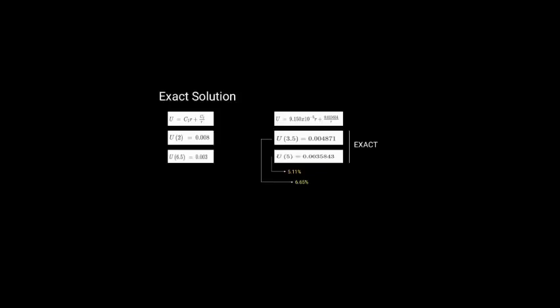In u of 3.5, we have 6.65% error, while in u of 5, we have 5.11%, and this is our exact solution comparison.